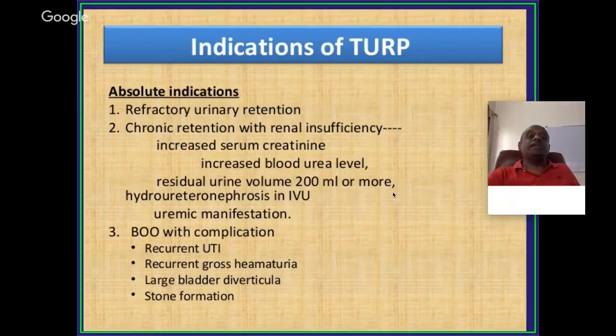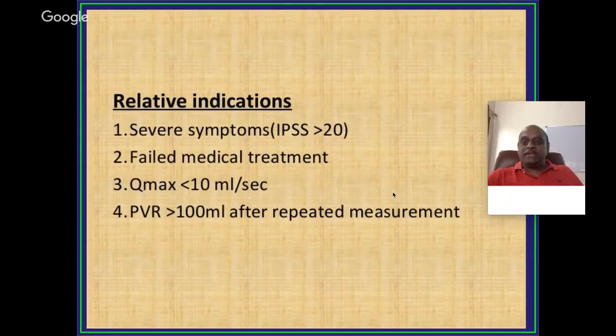So what are the indications for TURP? Any refractory urinary retention? Any renal insufficiency with retention with increased serum creatinine and urea? Residual urine volume more than 200 ml? And any bladder outlet obstruction with complications like recurrent UTI, recurrent gross hematuria, large bladder diverticula, stone formation, they're all the absolute indications. What are relative indications?